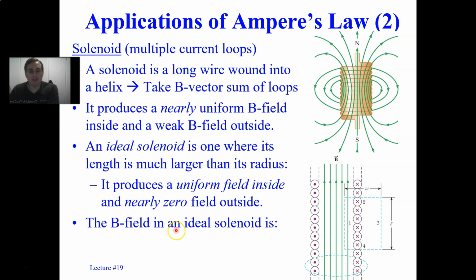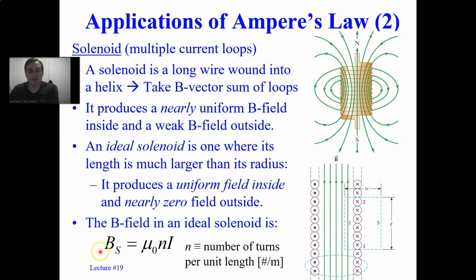The magnetic field of an ideal solenoid is given by this equation. Capital B subscript S of a solenoid is mu naught times lowercase n times I. Now, lowercase n here is not an integer, nor is it number of moles or some counting number. It's the number of turns per unit length. That is to say, it's the integer number of turns divided by L, and L is the length of the solenoid. So it's just going to be a counting number per meter.